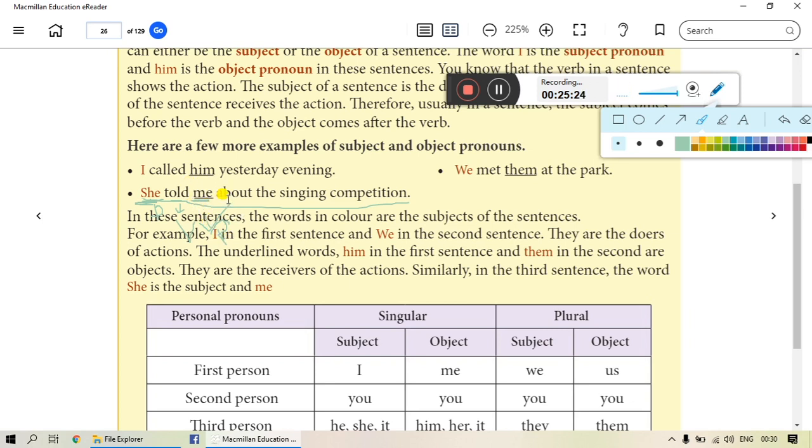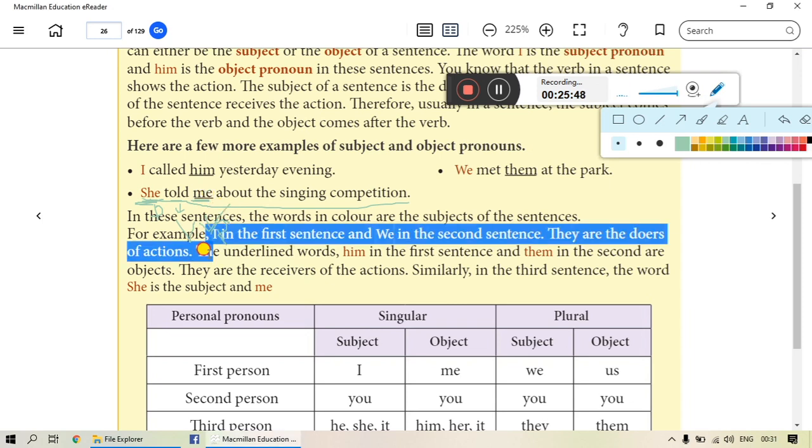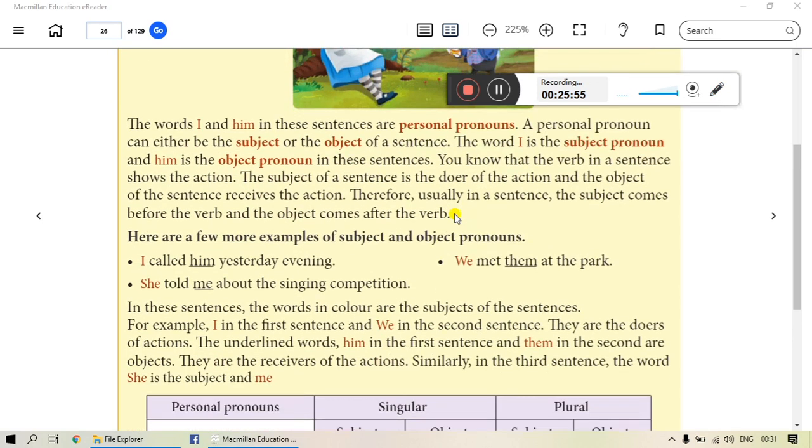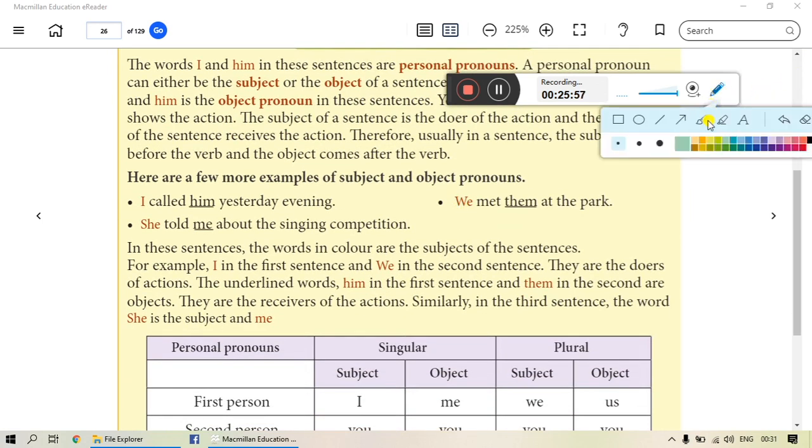So the rest is about the singing competition. Okay, so there is a verb between these two pronouns, and the action of telling is being done by she, so she is the subject, and the action of telling is done for me, so me is the object. Like this.